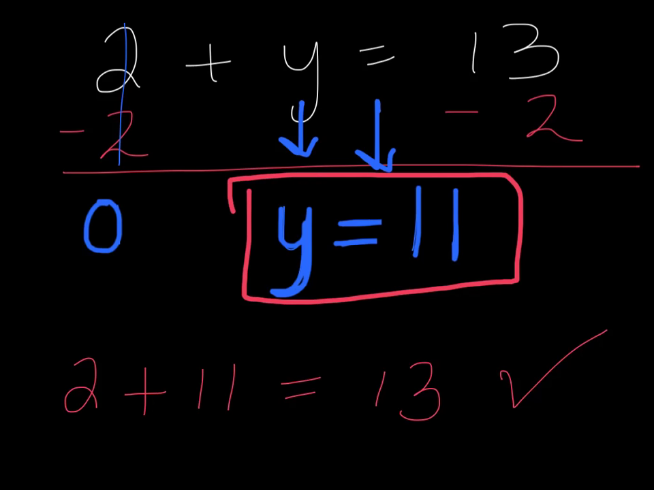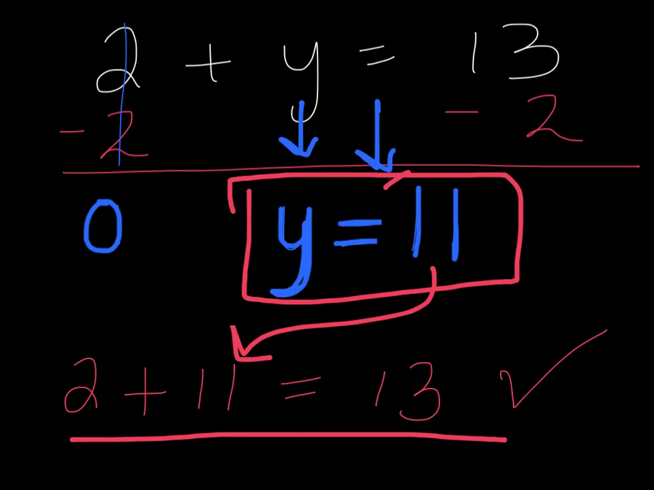Now to make sure that you did everything correctly, you should check your work. The way you check your work is you substitute 11 in for y. So since you just found out the value for y is 11, substitute that into the equation. 2 plus 11 equals 13. That's what the equation says. Is it true? 2 plus 11 equals 13? Yes, it is. And so you know now that you are correct in solving this problem.